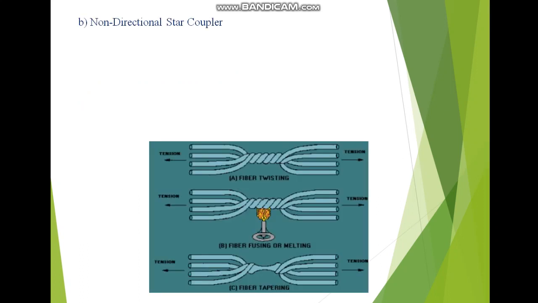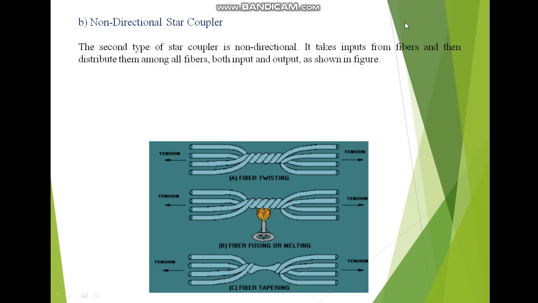Next is the non-directional star coupler. This is the second type. It takes input from a fiber and then distributes it among all fibers, both input and output. This means a signal applied to any fiber appears at all the other remaining fibers.